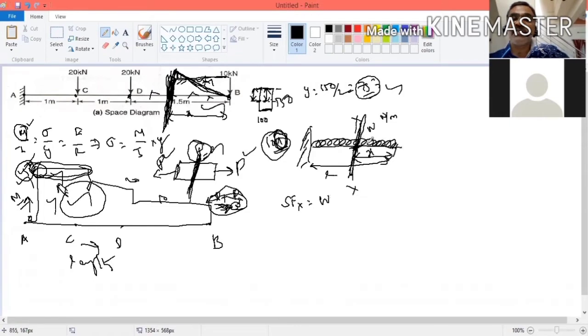But we want to calculate shear force over a distance, into x. So W into x. From that, what do you understand? The shear force is varying linearly. If you know shear force at this point and this point, then you have to connect linearly.